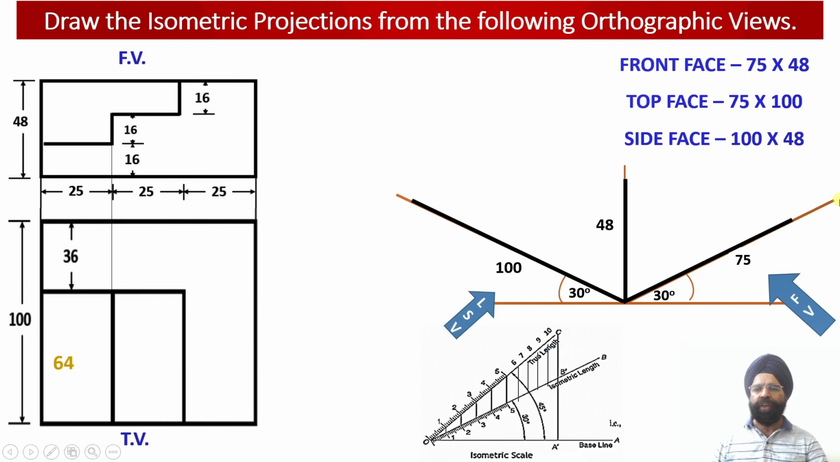Now when we talk about the side face of the solid, we are going to get the width of the solid equal to 100 millimeter, and the height of the solid equal to 48 millimeter. So the side face will have the dimensions 100 millimeter by 48 millimeter. This side face we have drawn along the XY axis. Along the x-axis we have plotted the 100 millimeter width of the solid, and along the y-axis we have plotted the height of the solid equal to 48 millimeter.